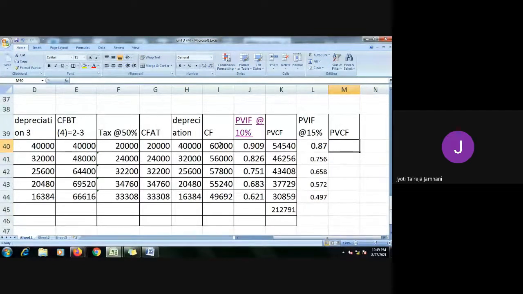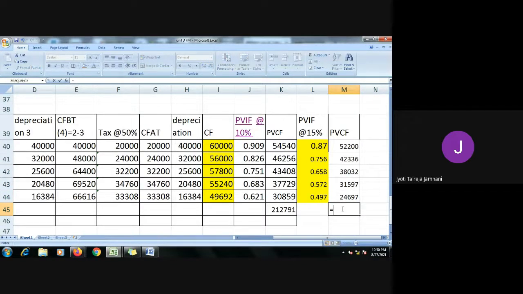Now we have to multiply the cash flows. Remember, cash flows have to be multiplied with the present value interest factor, not with this present value cash flow, because I am finding it at 15%. What will be my present value? What I have highlighted, 60,000, should be multiplied with 0.870. So 60,000 into 0.870, we get 52,500. Similarly, 56,000 into 0.756, we get 42,336. And in the same way, we do it for the rest.